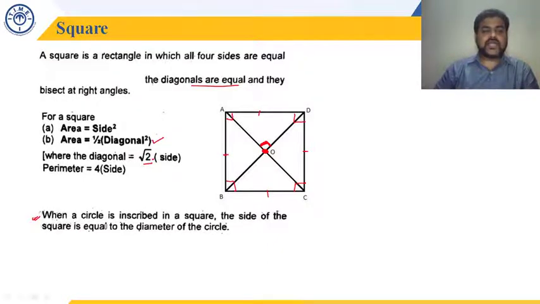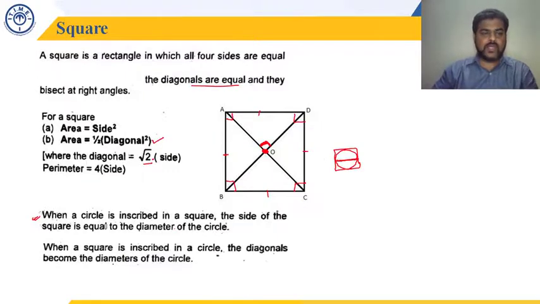When a circle is inscribed in a square, the side of the square is equal to diameter of the circle. So when a circle is inscribed in a square, means this is a square and you inscribe a circle like this. So when you do this, then what will happen? The side of the square is equal to diameter of the circle. Okay, same as, in the sense the length of the side will be same as the length of the diameter of the circle.